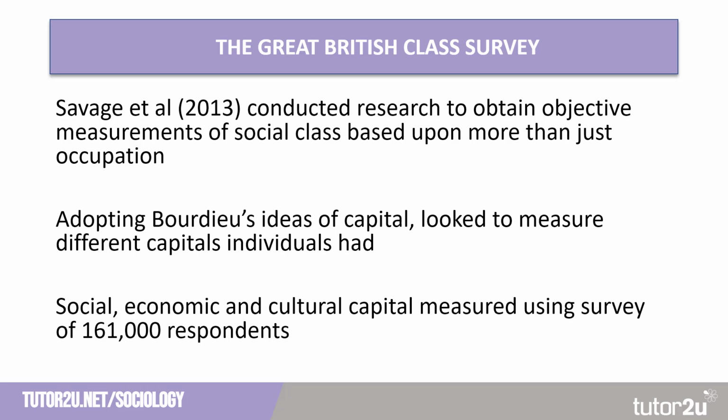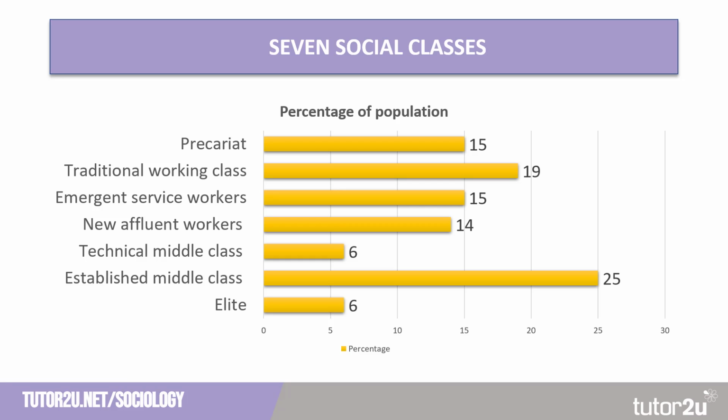Upon analysis of results, Savage et al. concluded that alongside the traditional working class and traditional middle class, there were 5 other categories of social class within the UK. These were the precariat, who measured 15%, the traditional working class at 19%, emergent service workers at 15%, new affluent workers at 14%, a new technical middle class at 6%, the established middle class with 25% of respondents, and the elite at just 6% of respondents.